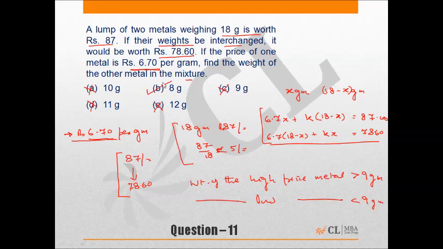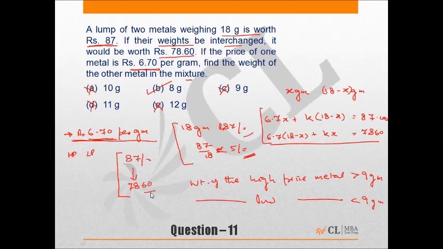The two metals together weigh 18 grams and they have a cost of 87 rupees, which means the average is almost 5 rupees a gram. One of the items is 6 rupees 70 paisa per gram. Originally their price is 87 rupees for the full 18 grams. But when the weights of the high price item and the low price item are interchanged, the price falls to 78.6.